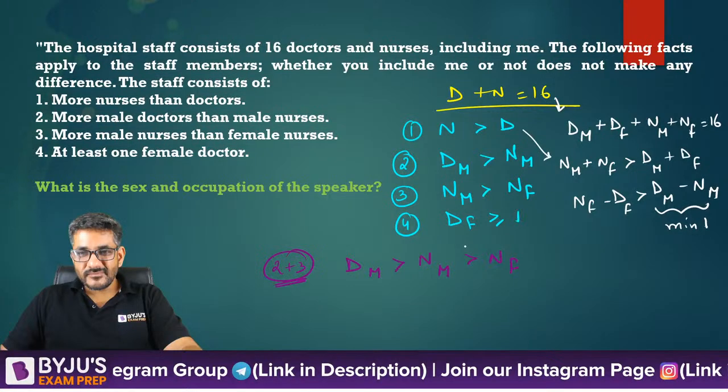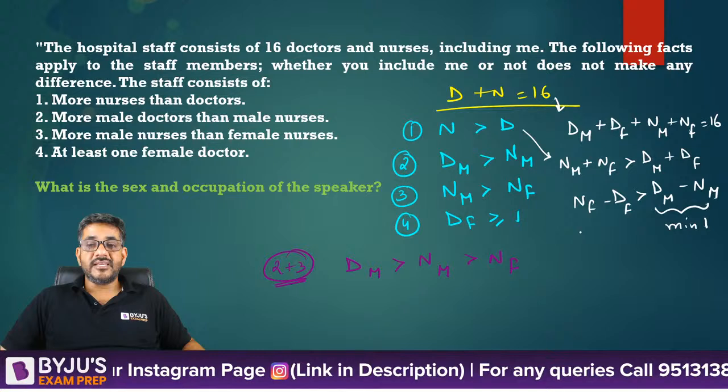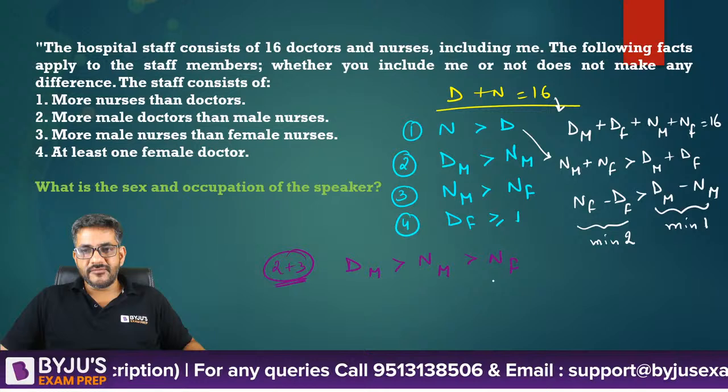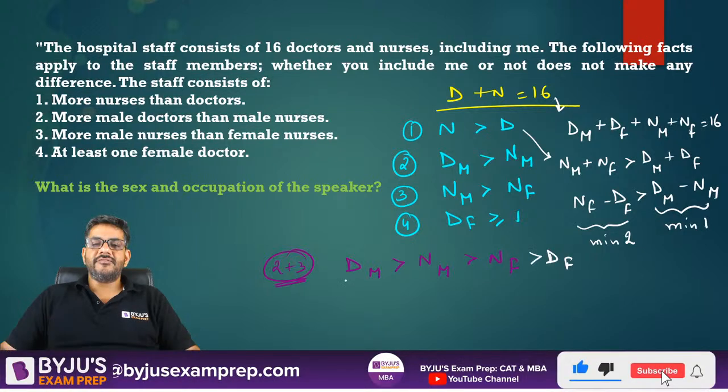DM minus NM is minimum 1. So NF minus DF should be minimum 2. Moreover, it also tells me that NF is also greater than DF. Now one by one, let us talk about this, that how do we solve that.